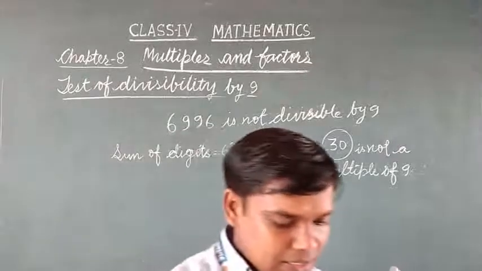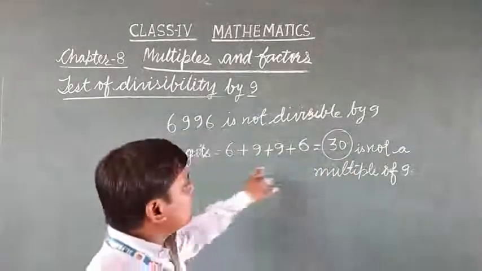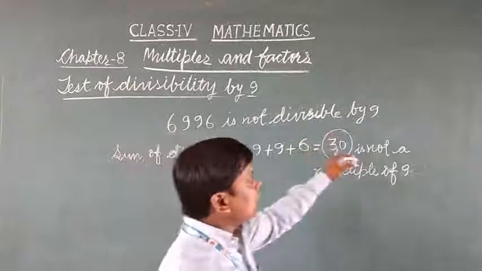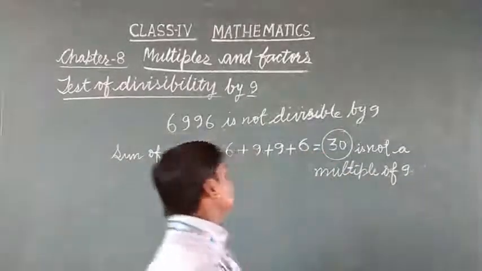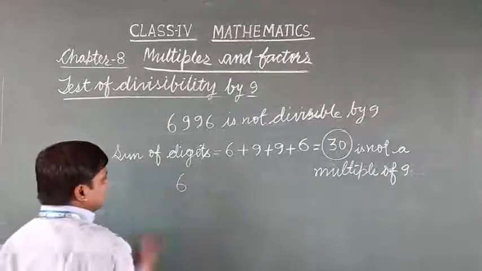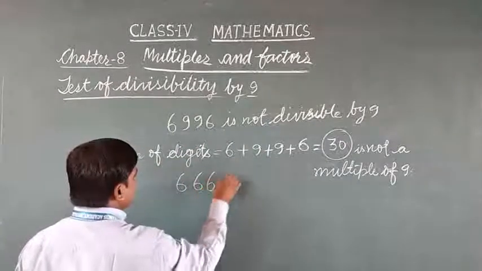Since 30 is not the sum of the digits coming 30 and is not a multiple of 9, so it is not divisible by 9. Next number I am taking 6669.